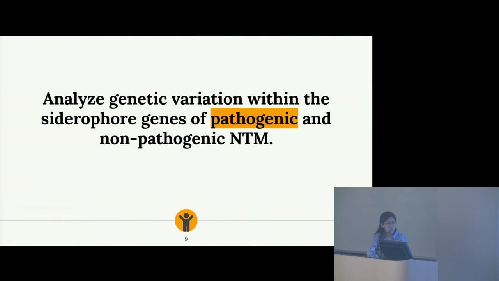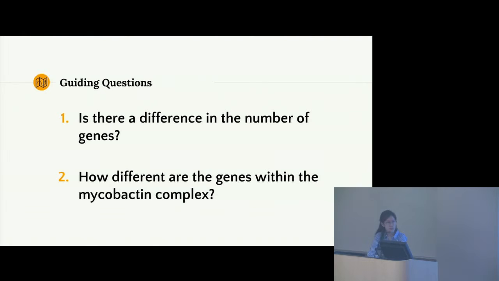So the specific purpose of my project is to analyze the genetic variation within these siderophore genes between the two categories of pathogenic and non-pathogenic NTM. And these are the two guiding questions of my project. I wanted to look at whether there is a difference in the number of genes between the species and how different the genes are within the Mycobacterium complex. And this second question is important because even if pathogenic species have more genes, if the genes are all genetically very similar, there's really no distinguishing them.